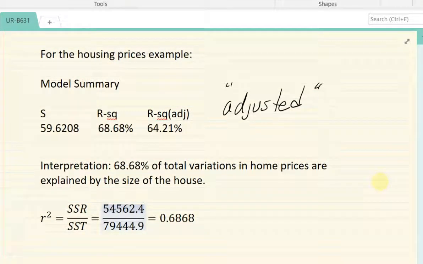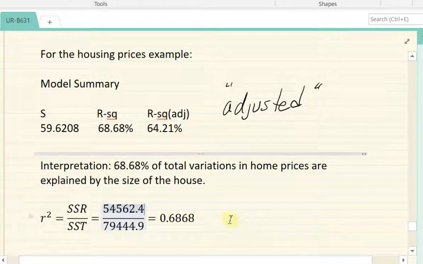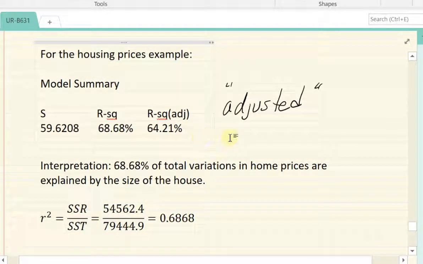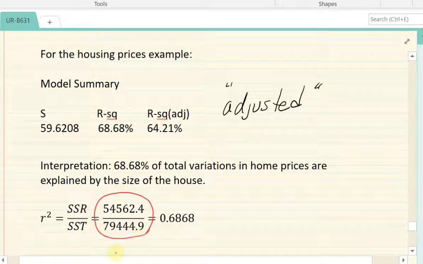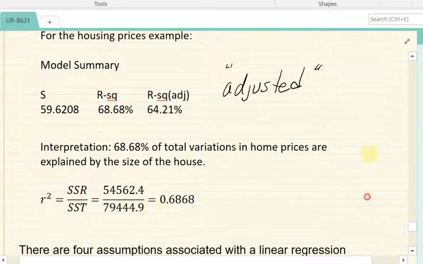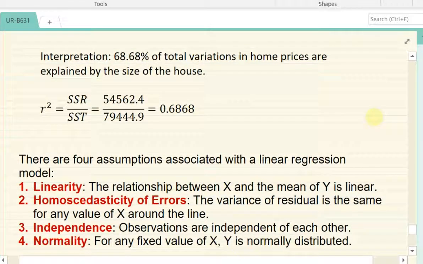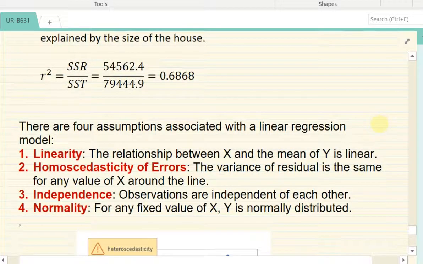Now, I just want to show you where that 0.6868 has come from. R squared is SSR over SST, and I grabbed these numbers from the ANOVA table. You divide it, you get 0.6868. So that's how that's done. Now, we're almost done with this, folks. There are 4 assumptions associated with a linear regression model. So these are the model assumptions.